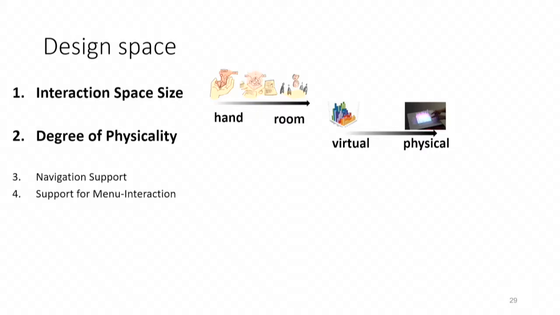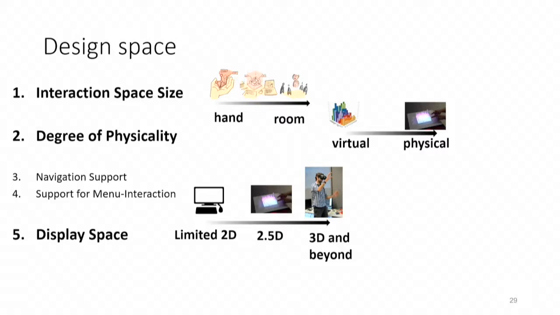Then we had 2 more. I won't detail those 2, but they ask: how do we support navigation? How do we move around in our immersive visualization? How do we access meta information? How do we trigger menus and actions? Another very important one is the display space. Where is my information displayed? Is it stuck on my screen, or in the physical environment, or beyond, in a 3D immersive environment where I can teleport and so forth?